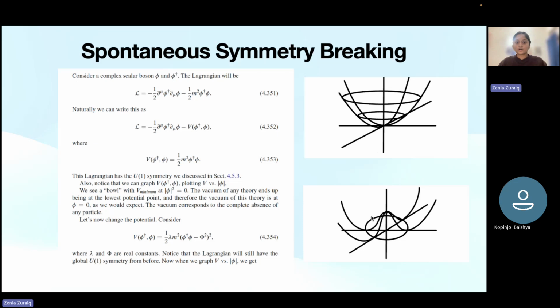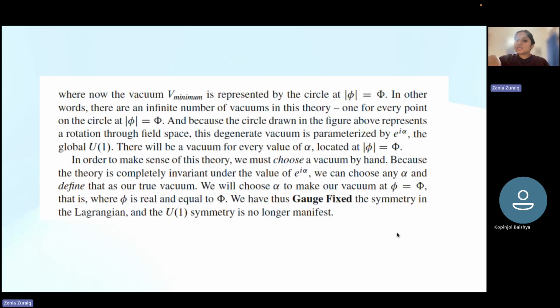So basically, phi equal to capital phi represents the minimum of the theory. But instead of being just a single point like in the simple potential, because of this extra term, the center is shifted up, and the minima become this whole circle. This is called a degeneracy of vacua. There are an infinite number of vacua, because any point on that circle is a vacuum.